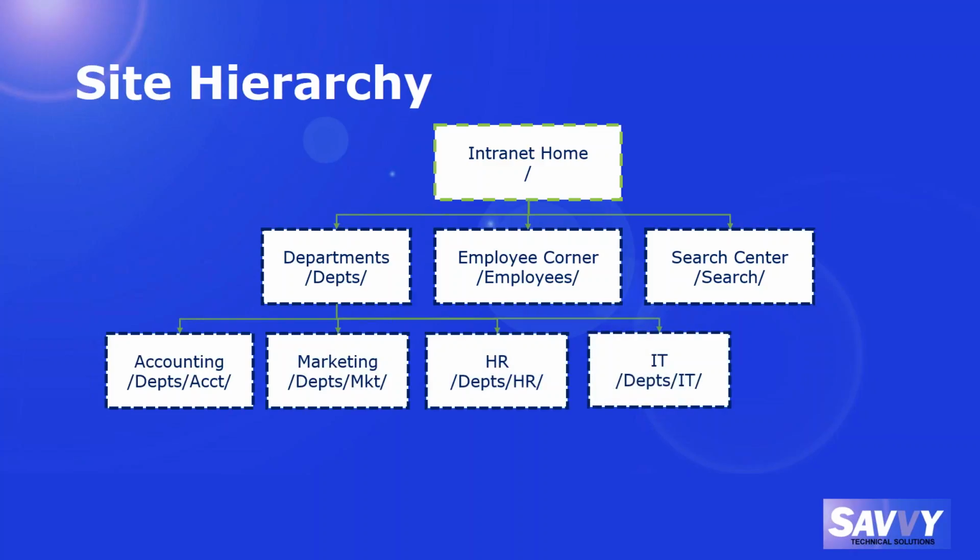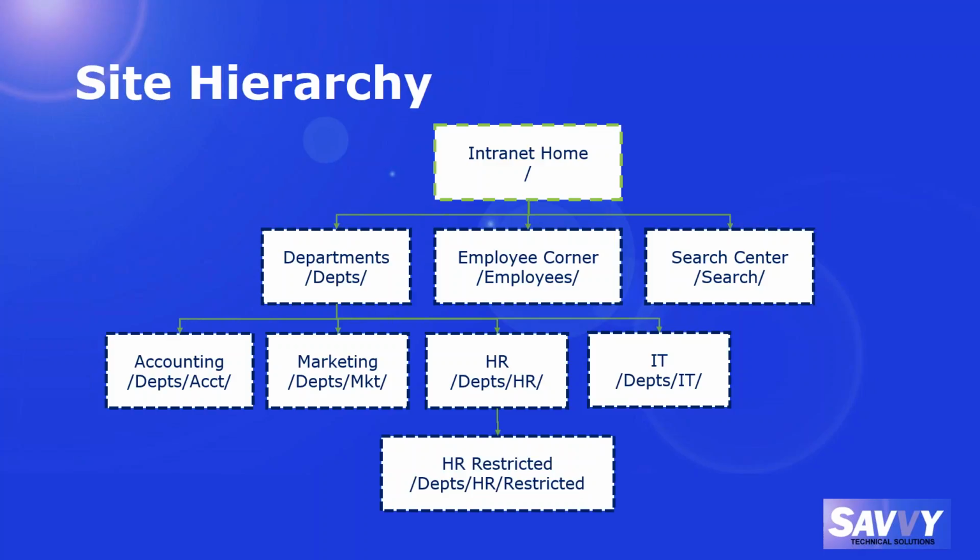If we break this out a little more, we could say that inside that department subsite, I now have a different subsite for each department. So you can see here we're starting to build quite the tree, and you can see in here how each of these subsites builds on the URL of its parent site. So accounting has /department/accounting, marketing /department/marketing, etc.